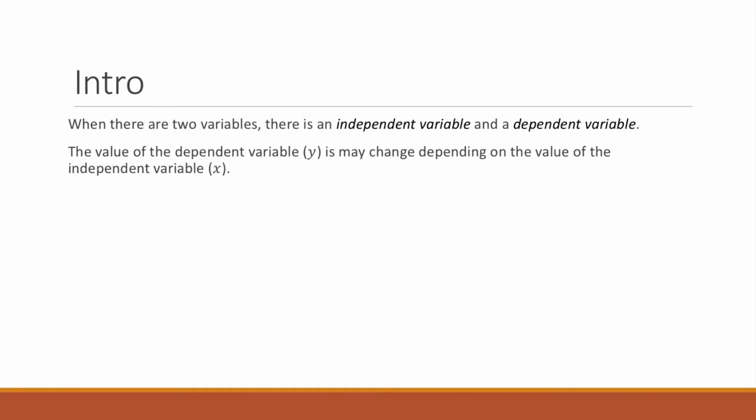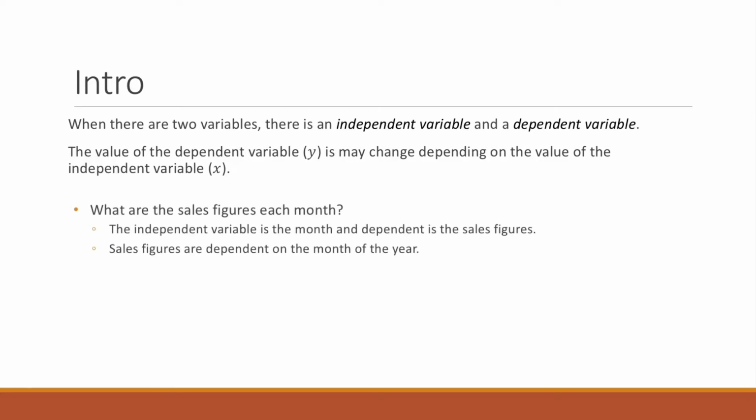Now, when we have bivariable statistics, there is an independent variable and a dependent variable. So depending on how you ask the question, it may change. Sometimes it doesn't, but there's always an independent and a dependent. So if we were asking what are the sales figures for each month, the independent variable is the month of the year. Dependent variable is the sales figures, because the sales figures are dependent on the month of the year.